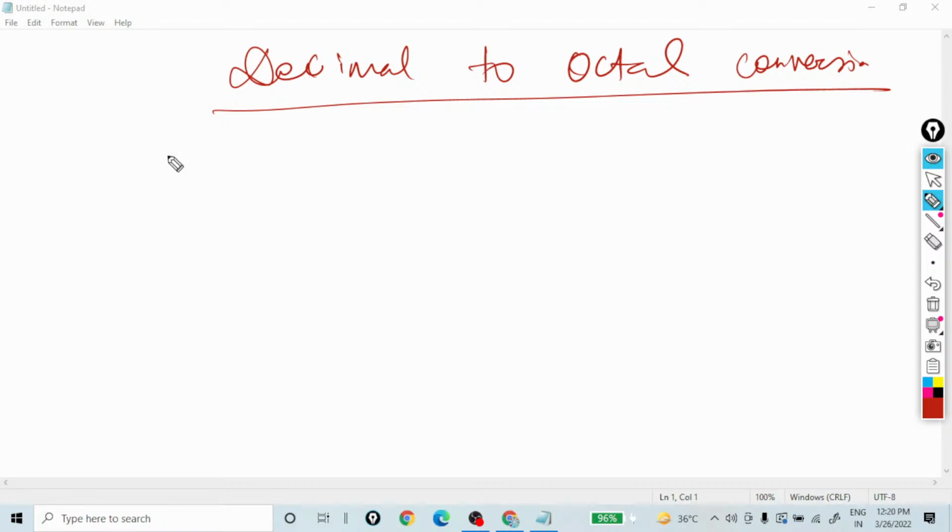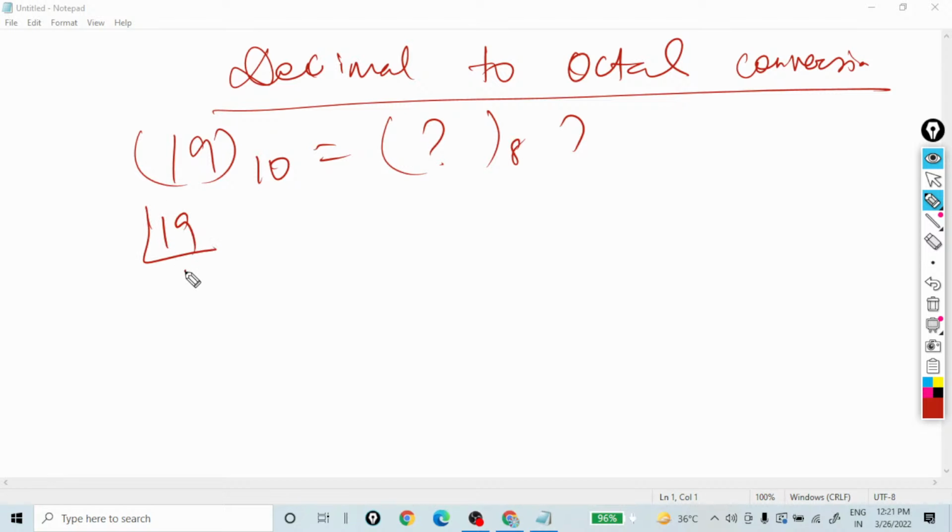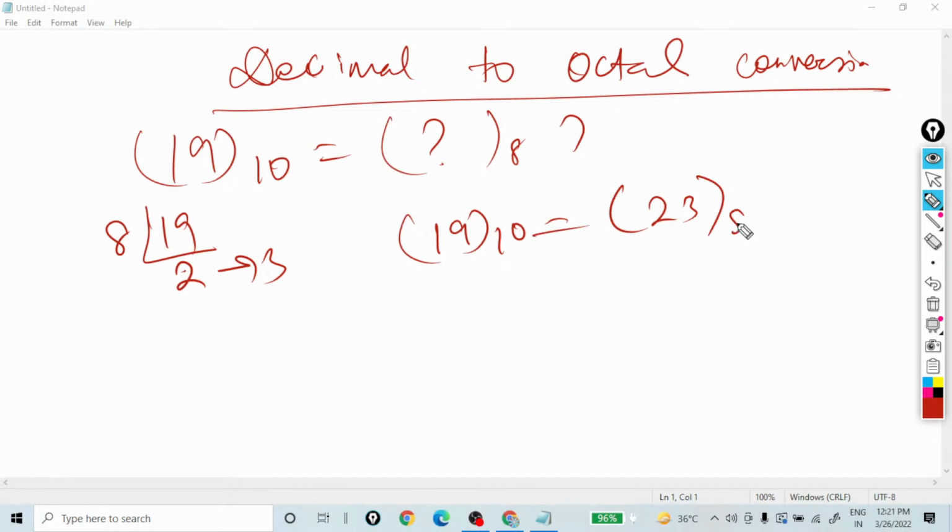For example, take the example 19. 19 base 10 is equal to how much in base 8? This is the question. So 19 in base 10, here we have to convert to base 8. So what we have to do? 19 divided by 8. So this is 3, right? So 19 base 10 is equal to 23 in base 8.